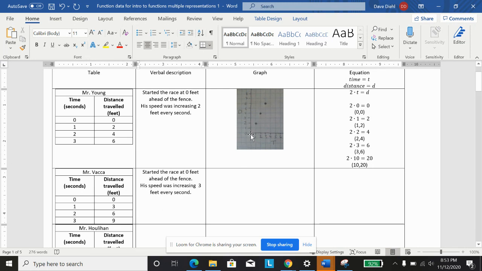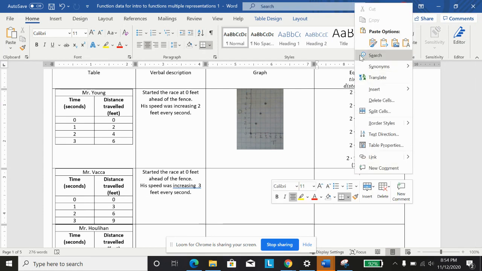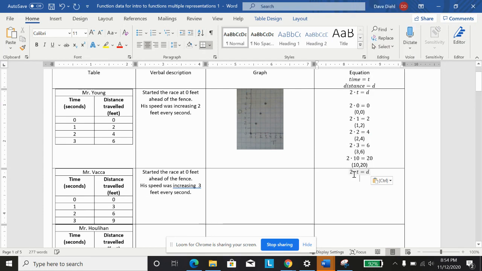He would have the same kind of graph, except it would go up a little faster, because at 1 second, he's already here. At 2 seconds, he's already at 6, and so on. So it's still a straight line, but going up a little faster. What do you think his equation would be? Well, it would be very similar, except now he goes 3 feet every second.